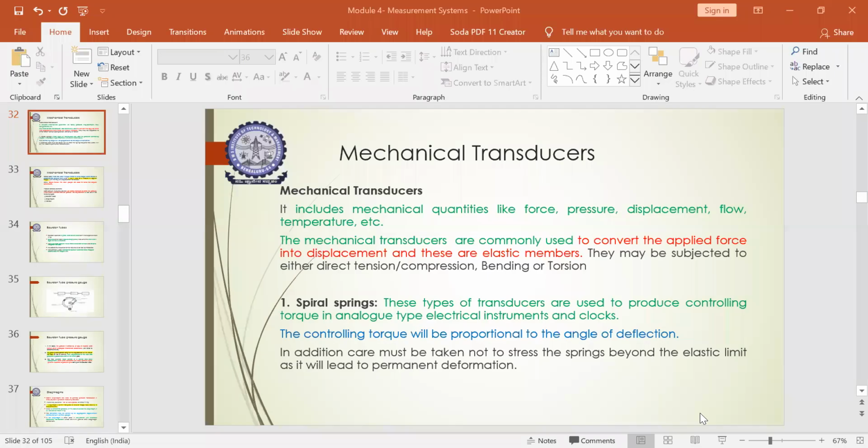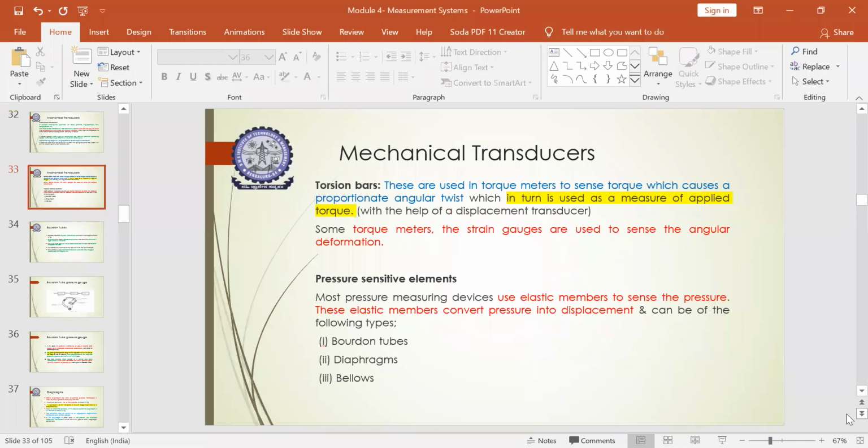Yeah. So this is about the spiral springs, a type of mechanical transducer. So next one is torsion bars. So what happens in case of torsion bars? These are used in torque meters in order to sense the torque, so that it causes a proportionate angular twist. So wherever you need an angular twist, it will be sensing the required torque to convert into the angular twist. This in turn is used as a measure of applied torque.